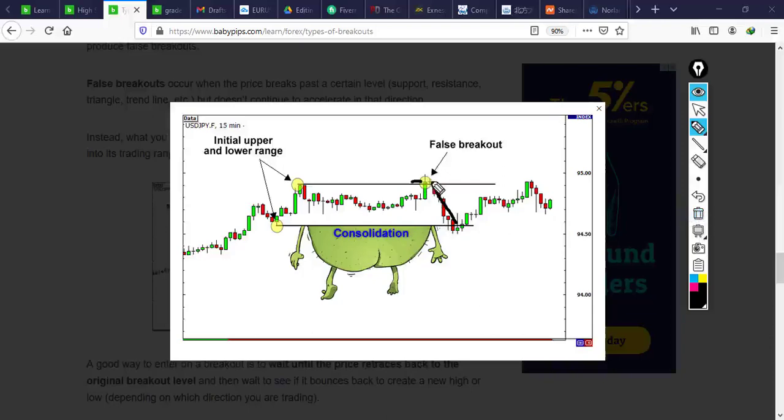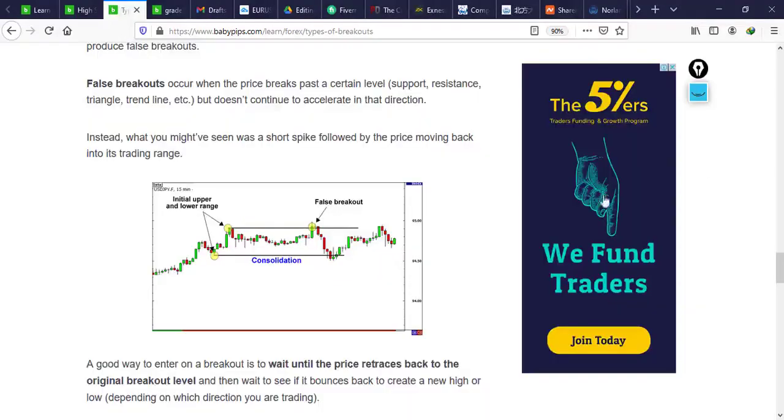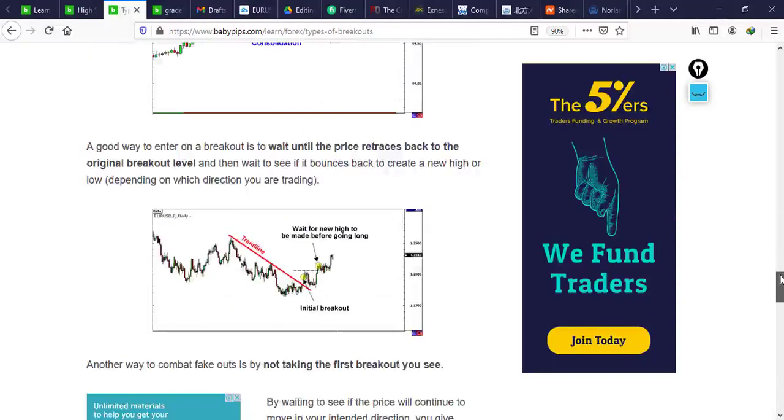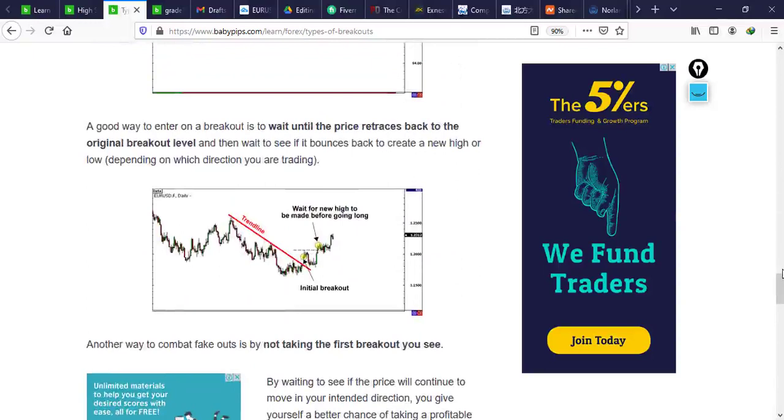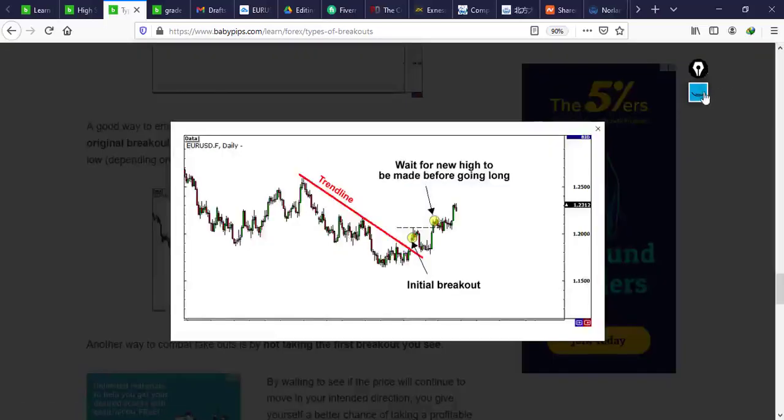So price broke out of it but did not continue higher, came down, created a new double top, and price continued to fall back down according to the example we are seeing here. So take note of this false breakout, and be mindful of them. Now a good way to enter on a breakout is to wait until the price retraces back to the original breakout level, and then wait to see if it bounces back to create a new high or low, depending on which direction you are trading.